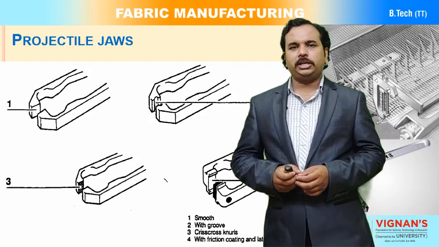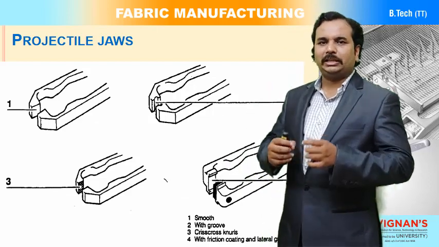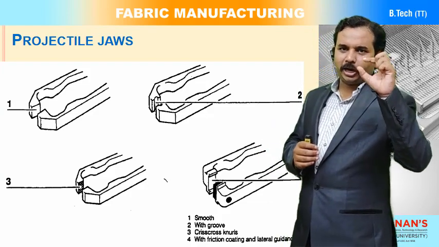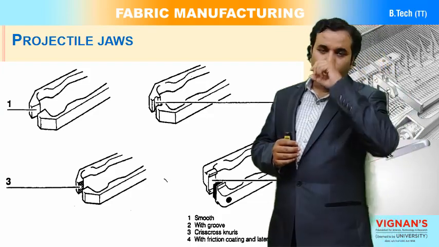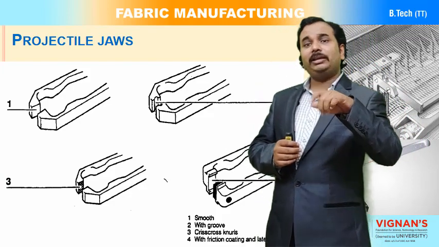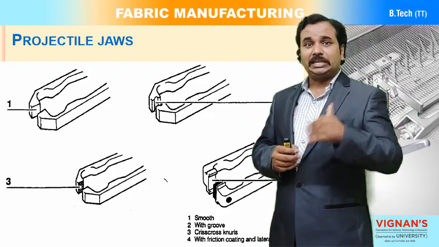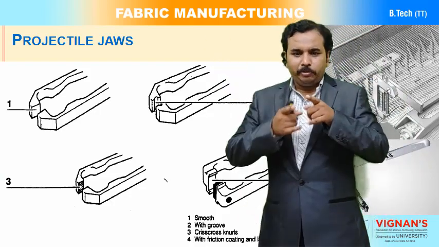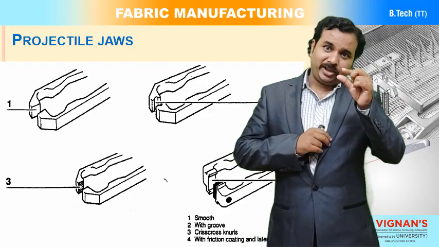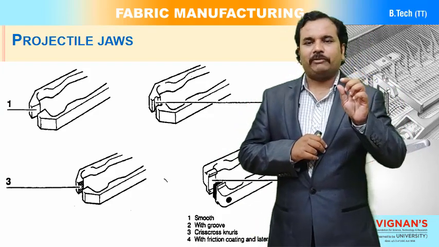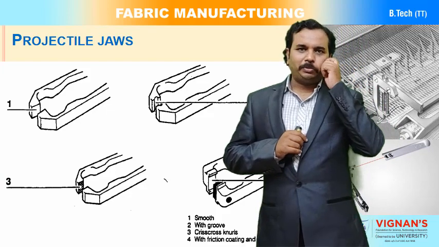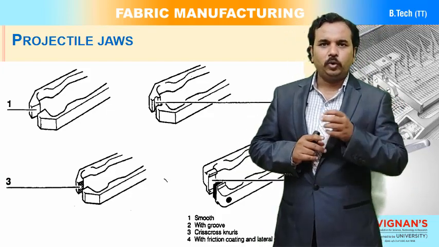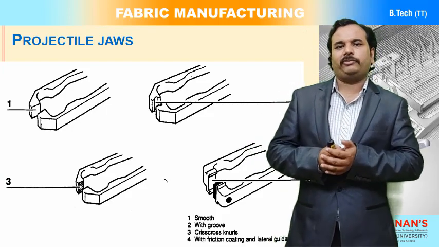Okay. Now you can see here the projectile jaws. What are the different types of projectile jaws? Now, we are talking about projectile grippers, right? These gripper jaws have different surfaces. You can observe that number one is a smooth surface, so between the two grippers the surfaces are smooth. The second one has a groove, which holds the weft yarn firmly.